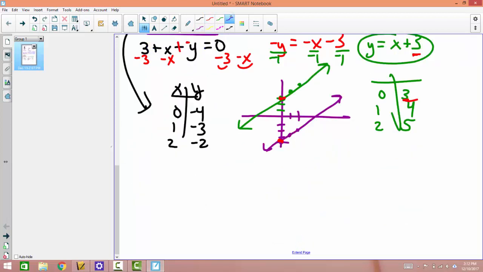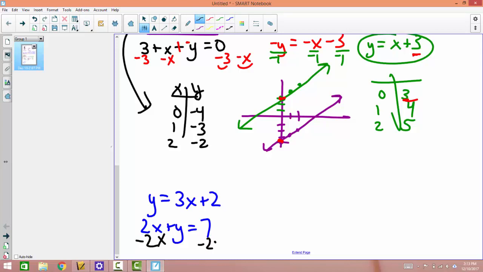All right, third problem. Y equals 3x plus 2 and 2x plus y equals 7. So in order to figure out what situation, again, most likely you would put them both into y equals mx plus b.